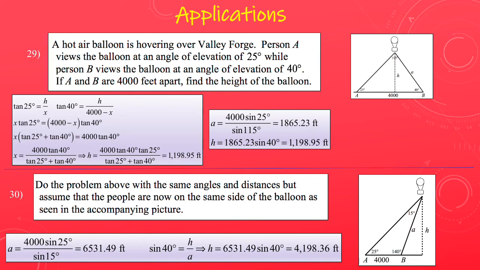We still want h, and therefore, looking at the small triangle, we could say that the sine of 40 degrees is equal to h over a, and therefore h is equal to a sine 40, which is 6,531.49, which hopefully you stored, times the sine of 40 degrees, getting 4,198.36 feet.